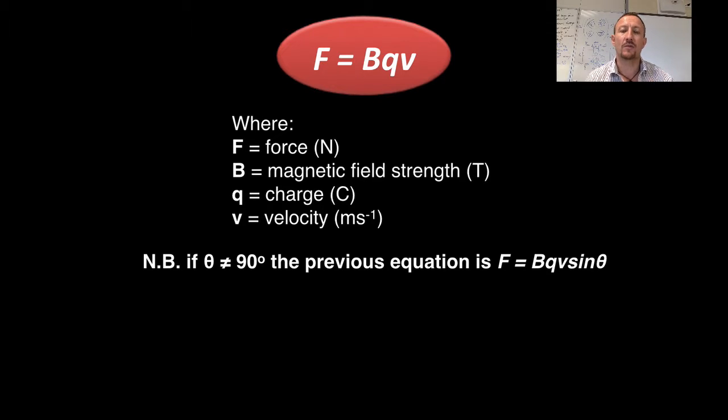Now, if it's at less than 90 degrees, we've got BQV sine theta. If it's at 90 degrees, theta is 90 and sine of 90 equals 1, hence that's where we get BQV. Okay, so I hope that makes sense.